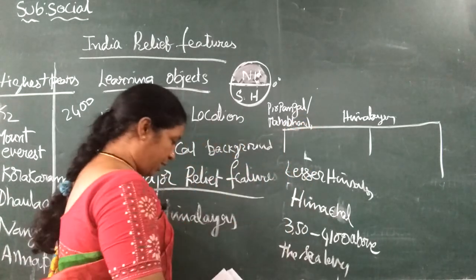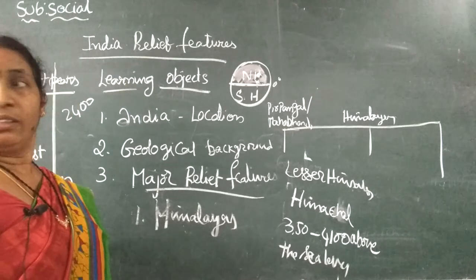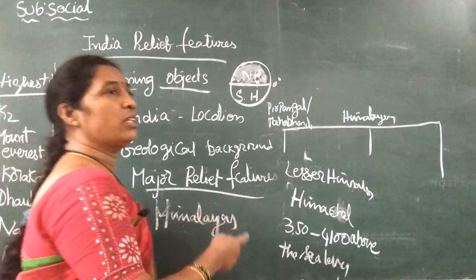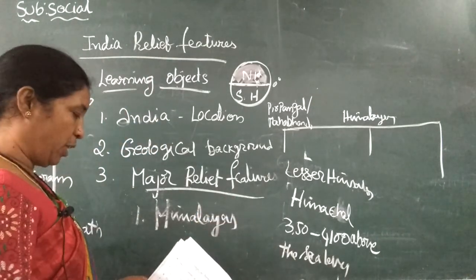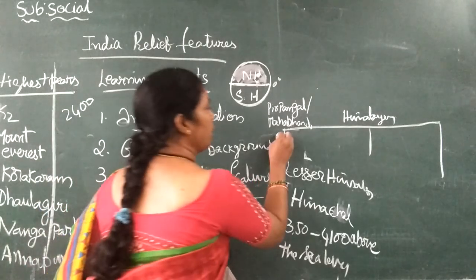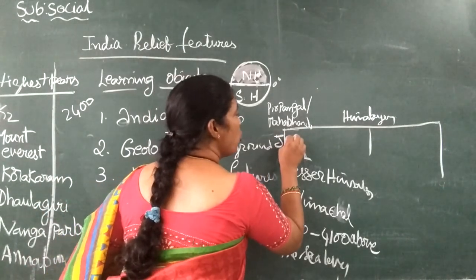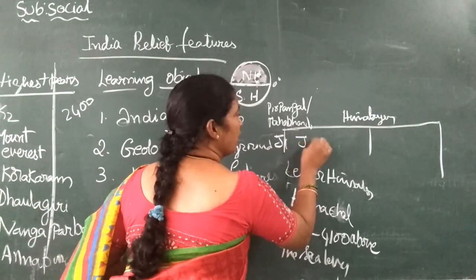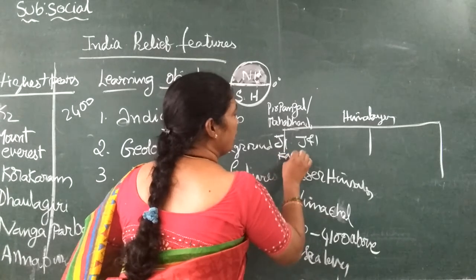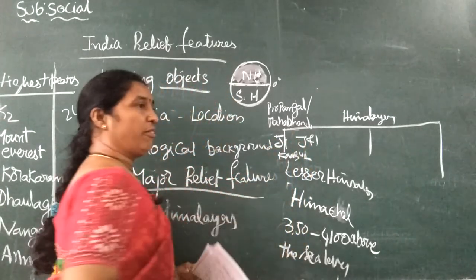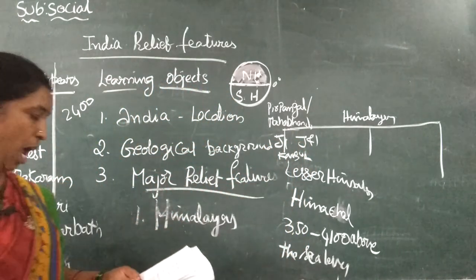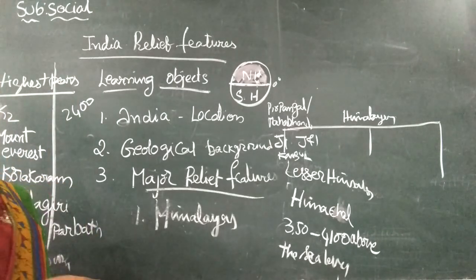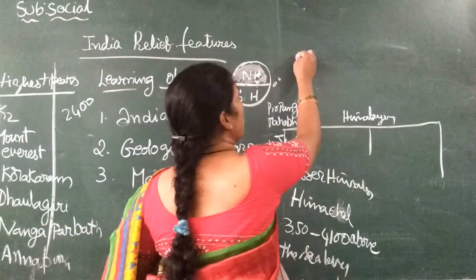And in the Lesser Himalayas we have valleys. Those valleys are the Jammu and Kashmir valleys and the Kangra Valley. These are all famous valleys in the Lesser Himalayas. And there are well-known hill stations. What are those hill stations?